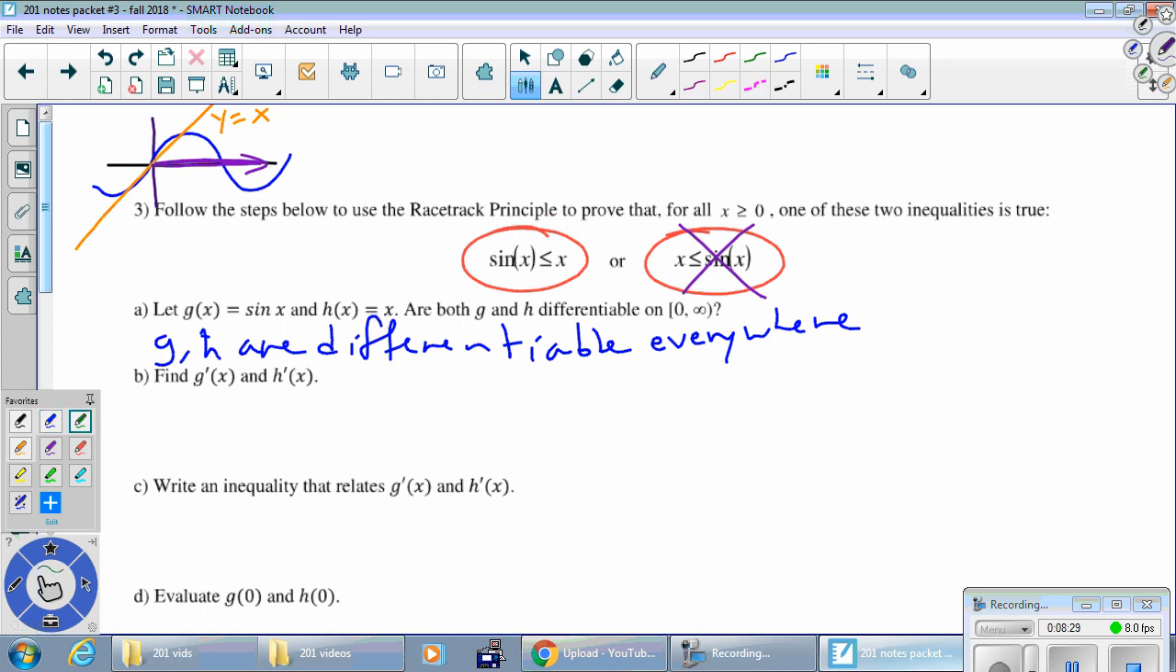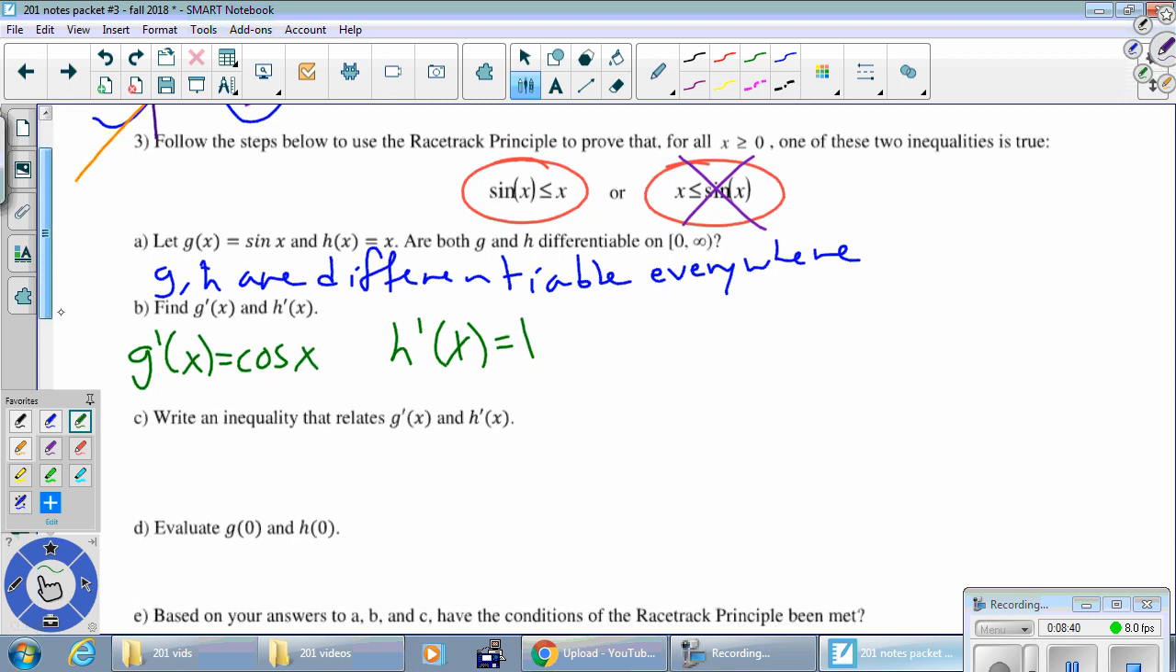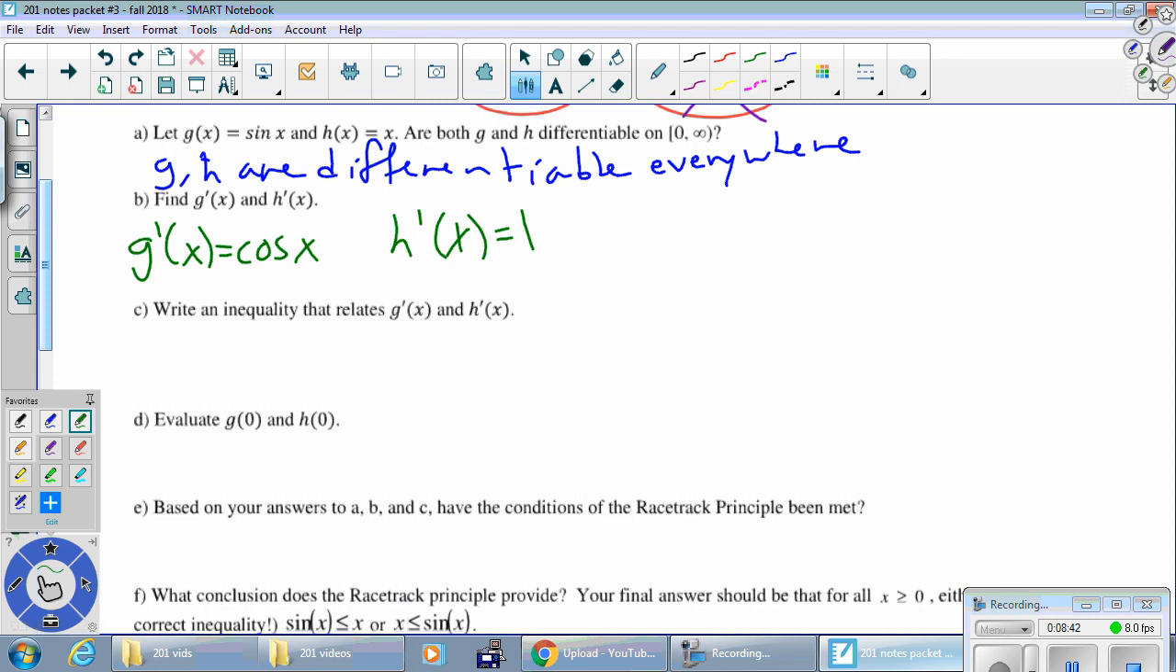Okay, let's find two derivatives. g prime of x is cosine of x. h prime of x is 1. Now let's write an inequality that relates these two derivatives. I'm hoping that one of these is always less than or equal to the other. So in this case, cosine of x compared to 1, well, we know cosine is trapped between -1 and 1, so that means that cosine never gets any bigger than 1. It does get equal to 1 at the top, but it's never any bigger than 1. So that means that in our case, g prime of x is always less than or equal to h prime of x. Hey, that's great.